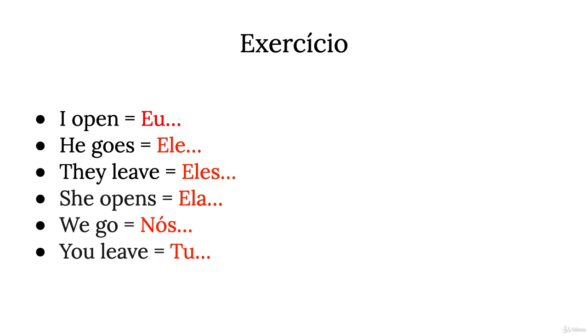Alright, let's practice a little bit. You know this type of exercise already. Just conjugate the regular and irregular verbs that we have studied today. I open. Eu. He goes. Ele. They leave. Eles. She opens. Ela. We go. Nós. You leave. Tu.